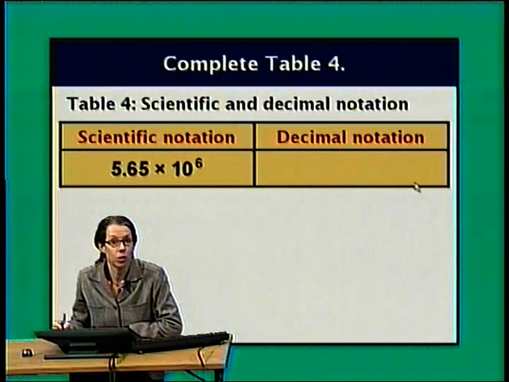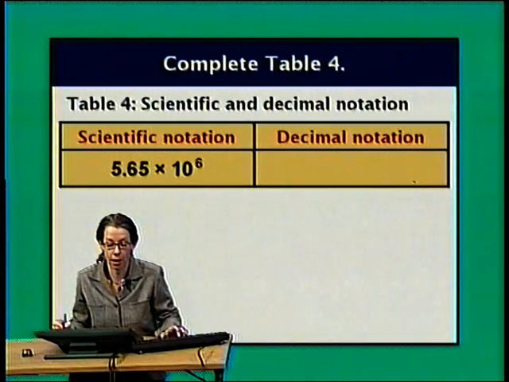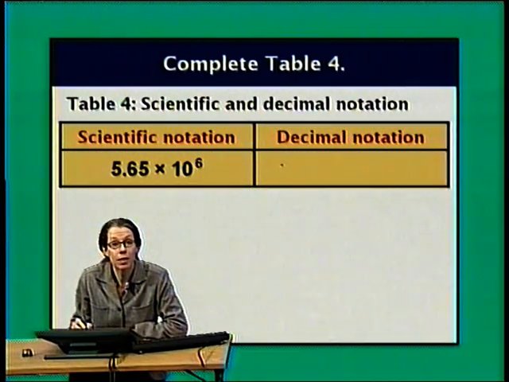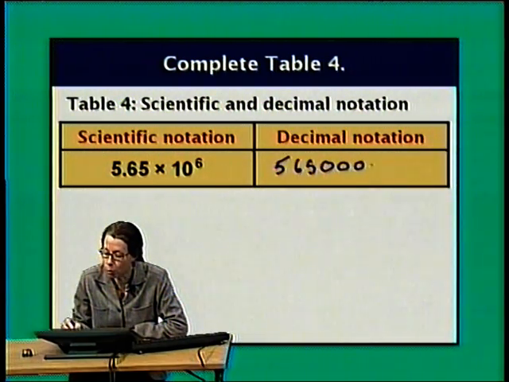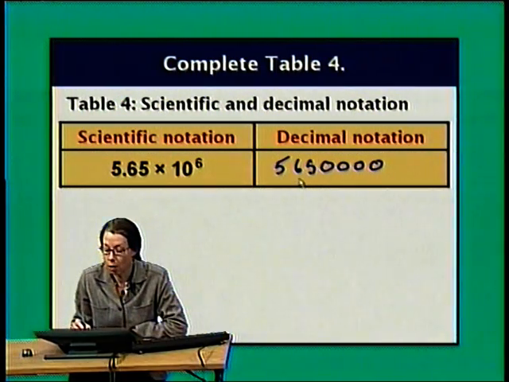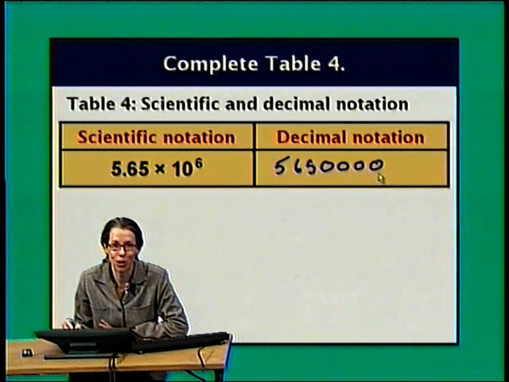Here's an example. We're starting with a number in scientific notation, and we want to write this in decimal notation. So I have 5.65, and I'm multiplying it by 10 to the 6, so I'm going to move that decimal point 6 units to the right. So I'm going to pass the 6 and the 5, and I need to go past 4 zeros. So have I moved 6 units to the right? 1, 2, 3, 4, 5, 6. I'm just checking my work here before I finish this example.